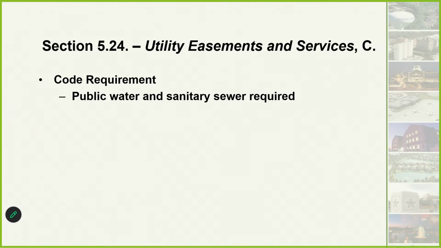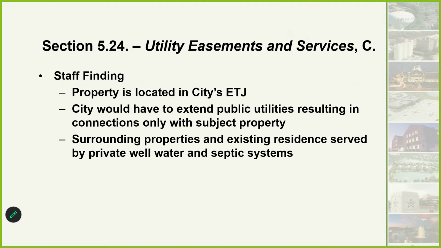The last section is 524, Utility Easements and Services C. This code requirement is that upon platting, the property would have to comply and get services from the city, both water and sewer. Staff finds that the property is located in the city's ETJ. The surrounding properties, including the existing residence on the property, are on private well water and a septic system. So the city would have to extend public utilities to this property, which would at this time only result in 1 connection, possibly maybe 3 connections, but no one else in Maranatha Farms.